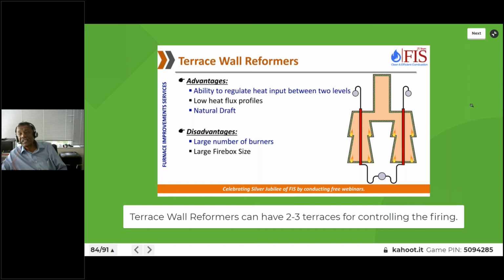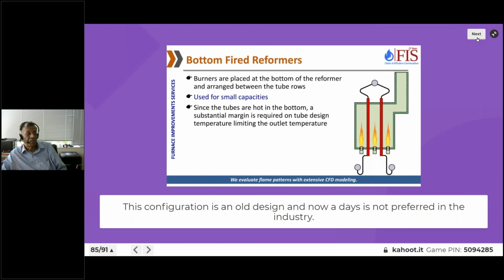Another thing which is dictating the design is the modularization, which heater can be modularized better actually. Bottom fired reformers are not very common. They are mostly used for small capacities, although the firing is very good. The only disadvantage is the hot flue gases are in touch with the hot tubes. So it's basically counter current, so it becomes kind of limitation. But for small capacities, you can always have a bottom fired reformer, not a problem as such.